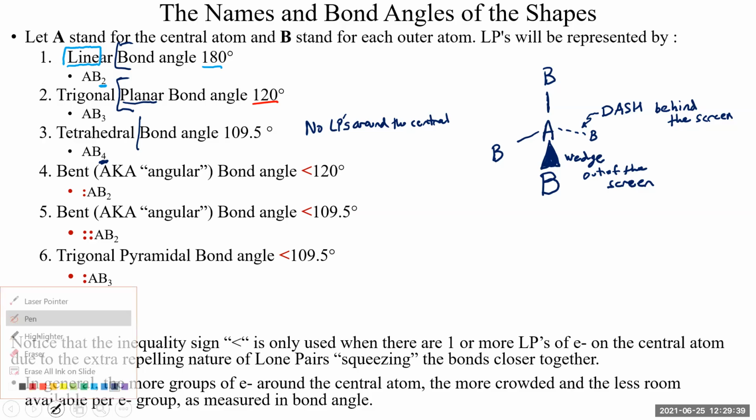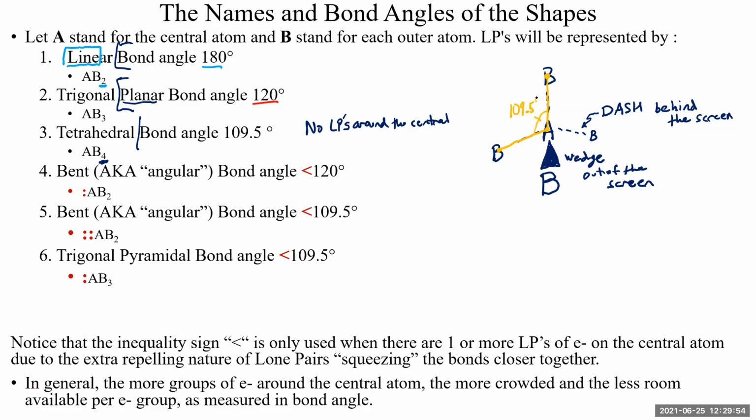The bond angles, so any bond angle is measured. If I take B to A to B, that bond angle is going to be 109.5 degrees exactly. This is in the ideal situation where all the outer B atoms are arranged equally, meaning the 3-dimensional volume of space around the A is evenly divided between all these B outer atoms.